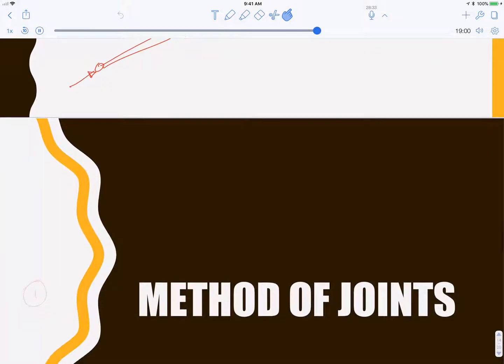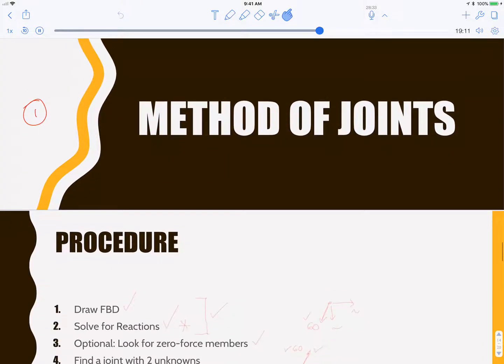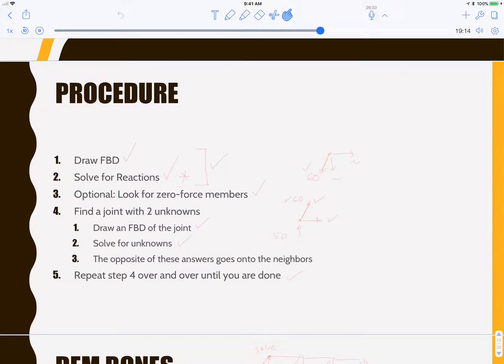There are two ways to solve truss problems. The first one is called method of joints. We're going to do that. It's very methodical. I will go over the procedure that's actually in the book. We'll do some problems. And then when we're done, I'm going to show you a shortcut method that I use that accelerates it very quickly.